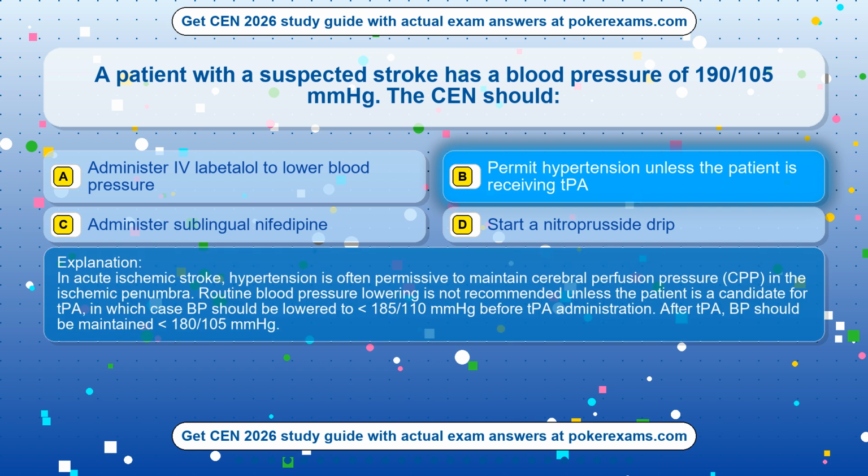In acute ischemic stroke, hypertension is often permissive to maintain cerebral perfusion pressure, CPP, in the ischemic penumbra. Routine blood pressure lowering is not recommended unless the patient is a candidate for TPA, in which case BP should be lowered to 185/110 mmHg before TPA administration. After TPA, BP should be maintained below 180/105 mmHg.